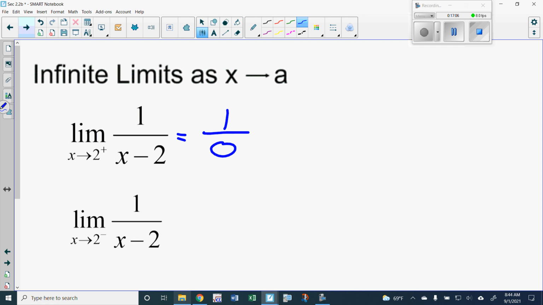But if I'm approaching from the right, I'm putting in what kind of numbers? You're putting in numbers from the right. So this is 2, and I'm approaching from the right. So I'm putting numbers in like 3, 2.5, 2.1, 2.001, 2.00000000001. So this is getting close to 0. But when I subtract, this is going to be positive, right?